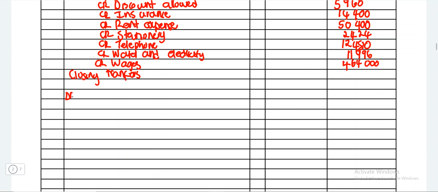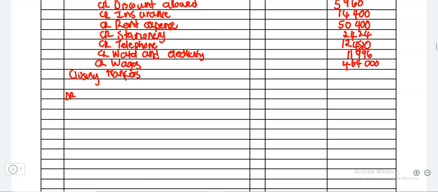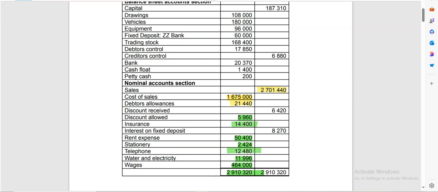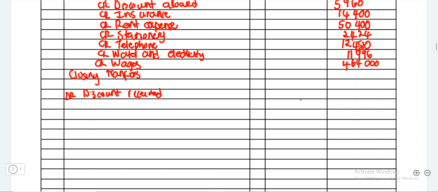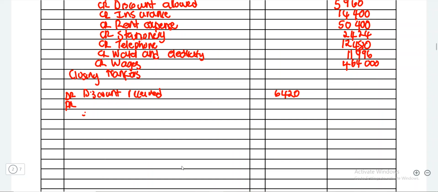So we're going to then debit all our incomes. We need to check what is given to us, what is the income that we are given. So the first income that we have here is our discount received, 6,420. So we're going to write it here, discount received. Then we write that's how much. They said it's 6,420, so remember it must be on the debit side, so 6,420. Okay, then we check what else must we debit. We also have our interest on fixed deposit, 8,270.